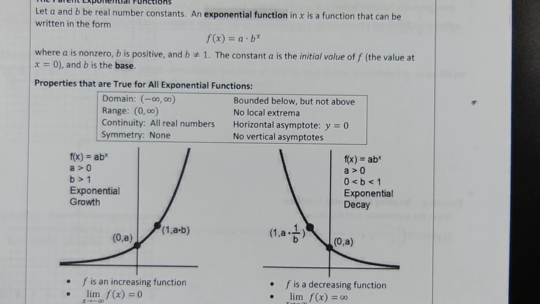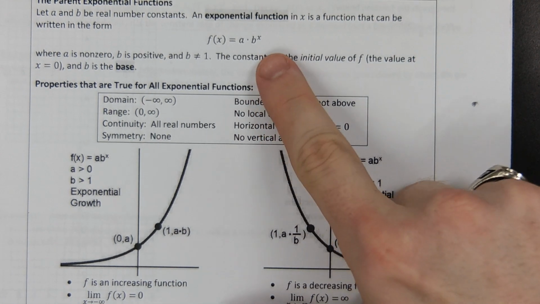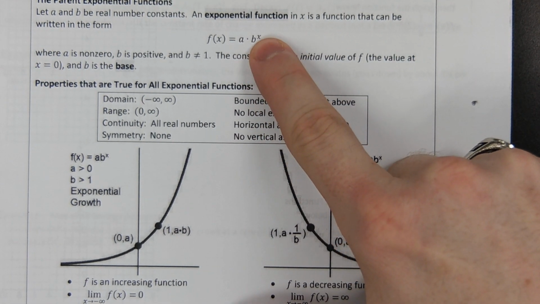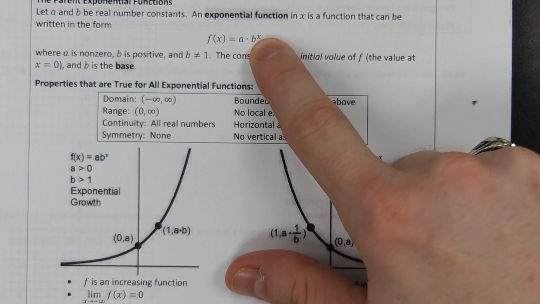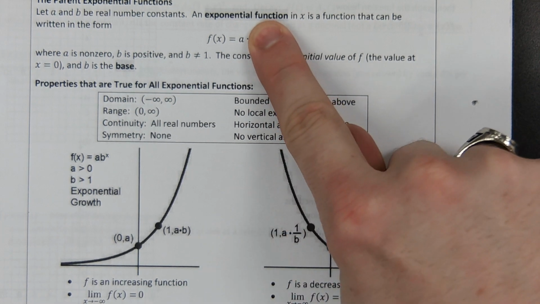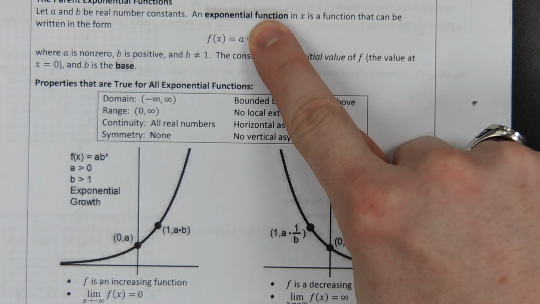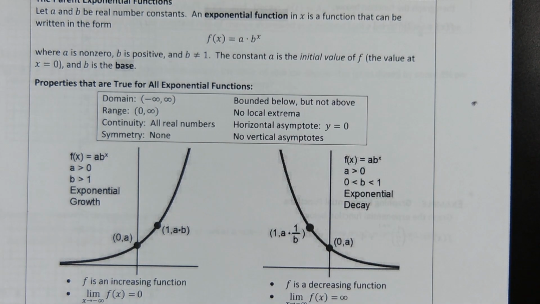One more rule. The exponential base, b, cannot be the number 1. The reason why is because if b was 1, 1 to every single power would just be 1, and what you would have here is a times 1, which is just a. So once again, you would have a horizontal line. All right? So a can't be 0. B has to be positive. And b can't equal 1.